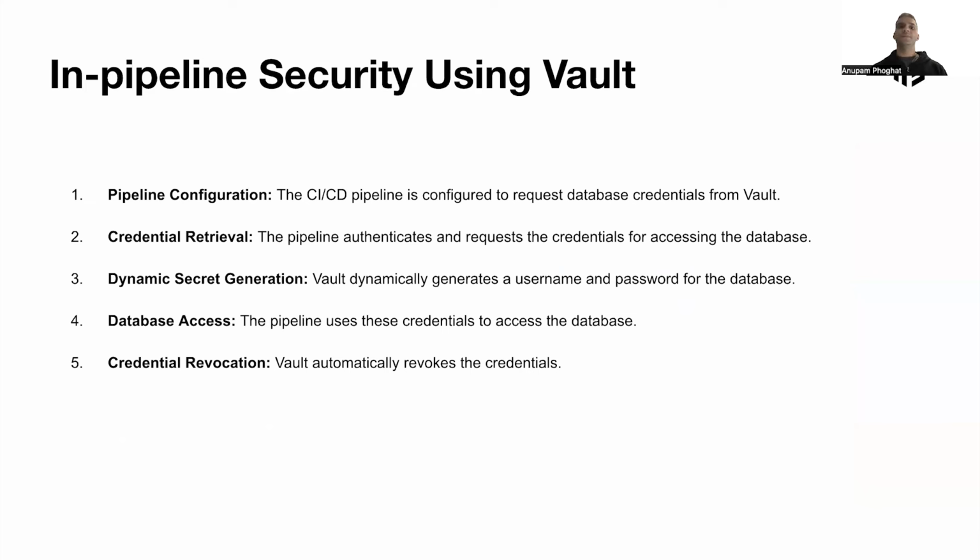At deployment time, the pipeline authenticates with Vault using a predefined method like a CI/CD token and requests the credentials needed for accessing the database. Vault then dynamically generates a username and a password for the database and sends these credentials back to the CI/CD pipeline. The pipeline uses these credentials to access the database and perform necessary operations like migrations or updates. After the deployment, or after the time limit expires, Vault automatically revokes the credentials, ensuring they can no longer be used.